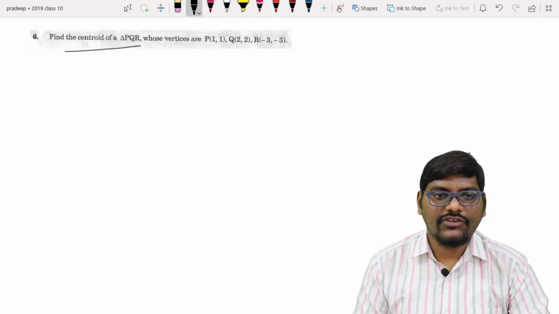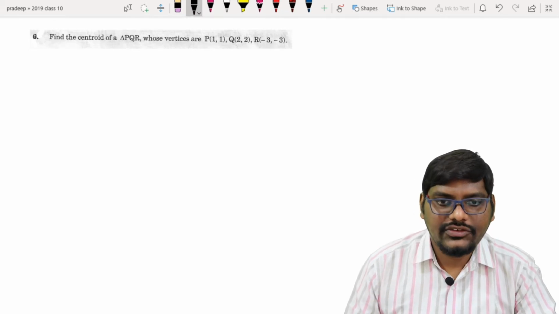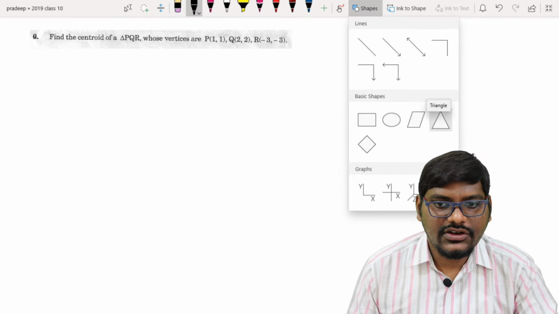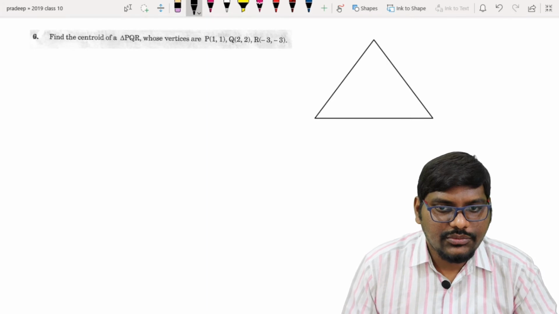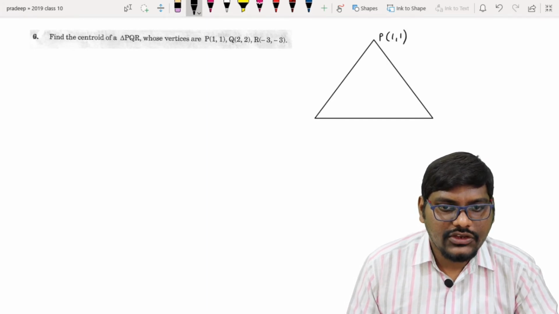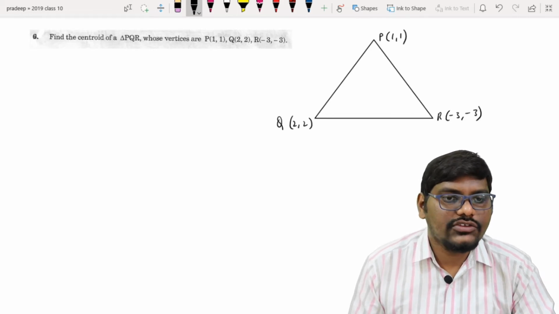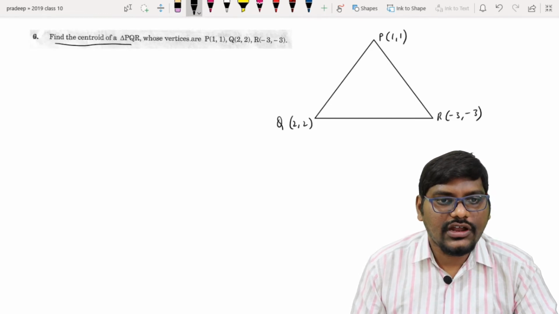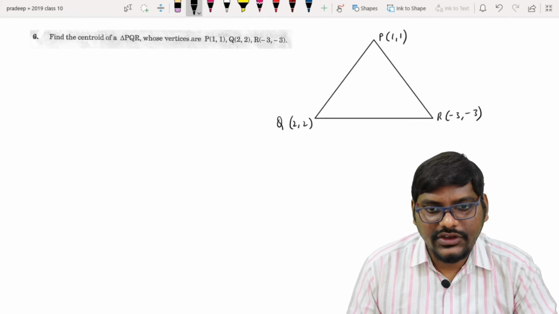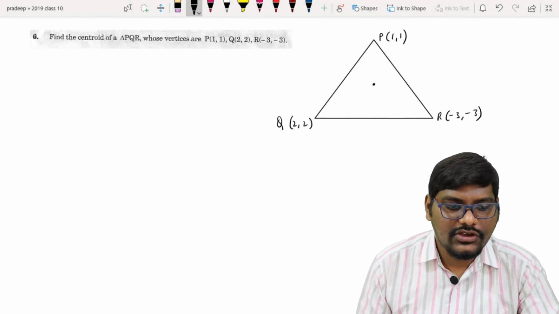Question 6 says find the centroid of a triangle PQR whose vertices are P(1, 1), Q(2, 2) and R(-3, -3). First let's draw the diagram. The triangle we will draw. So suppose P is (1, 1) and Q is (2, 2), and R is (-3, -3). Okay, so these are the vertices of the triangle. They're asking to find the centroid of triangle PQR. So we have to find the center of this triangle. So let's see how we could do this.